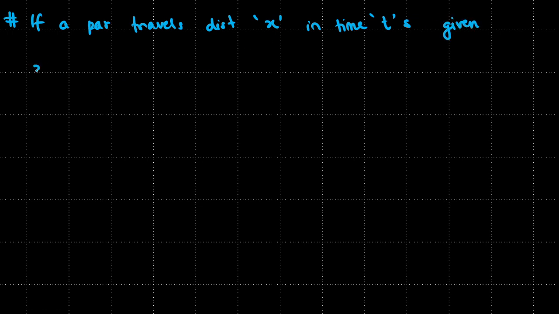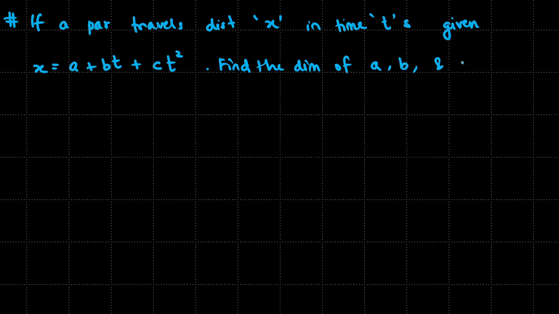We are gonna do another question, which is: if a particle travels a distance of x in time t seconds, given x equals a plus bt plus ct squared, find the dimension of a, b, and c.